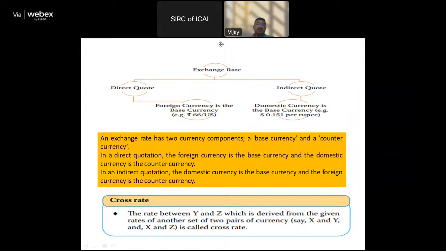An indirect quote is where the domestic currency is the base currency: for 1 rupee, what will be the amount in dollars? Now, cross rate. Sir, in India, 1 pound is equal to $1.5. That is, the rates of two foreign currencies are taken into account, which is called a cross rate.